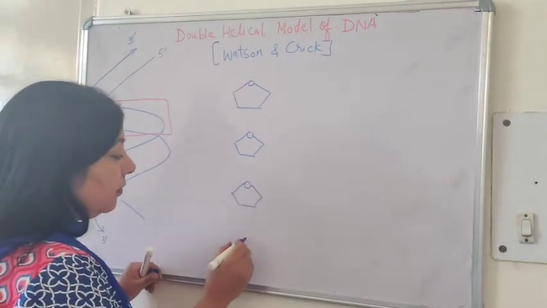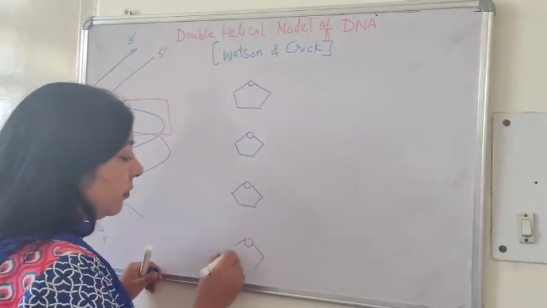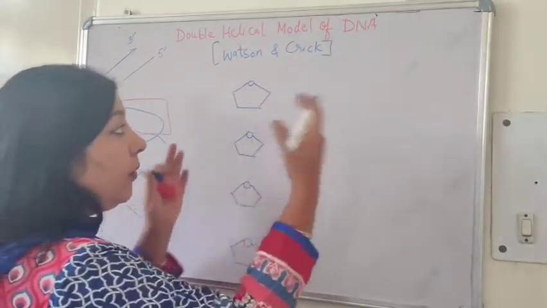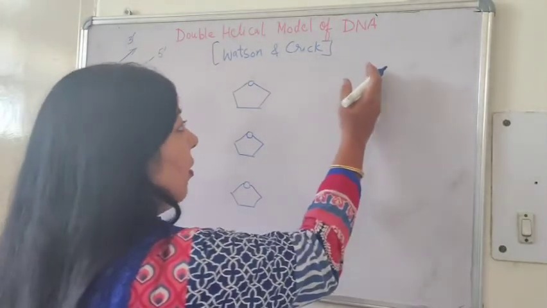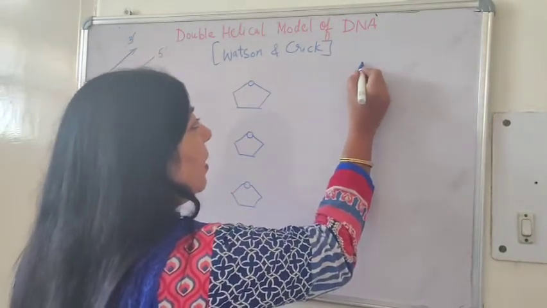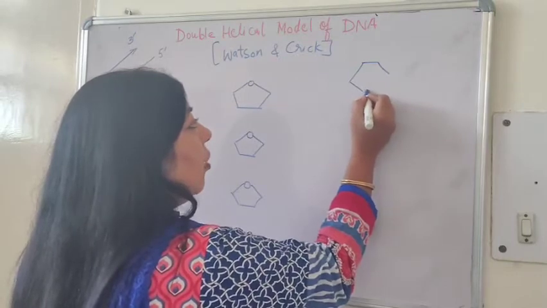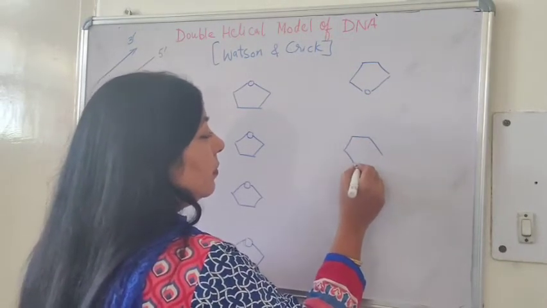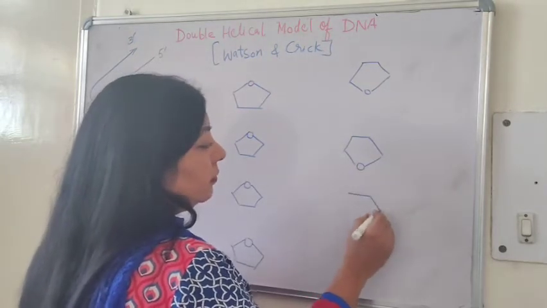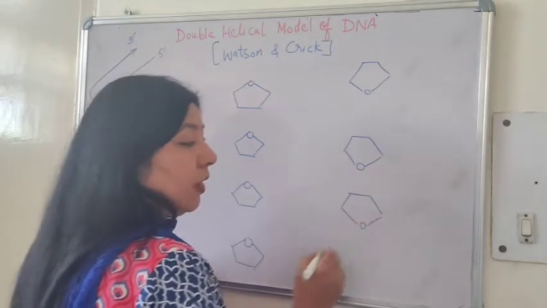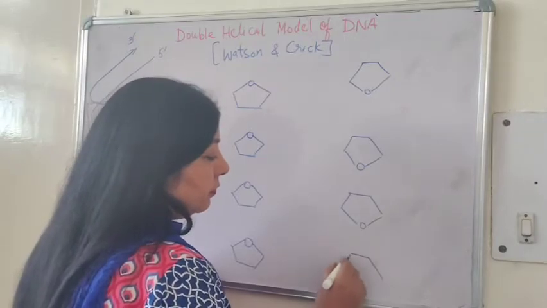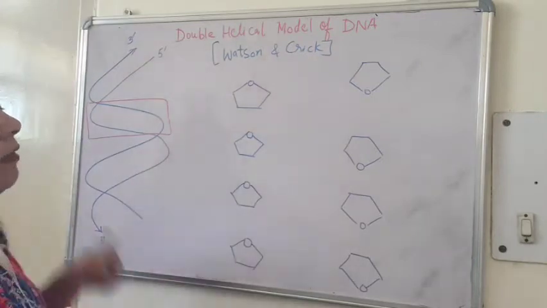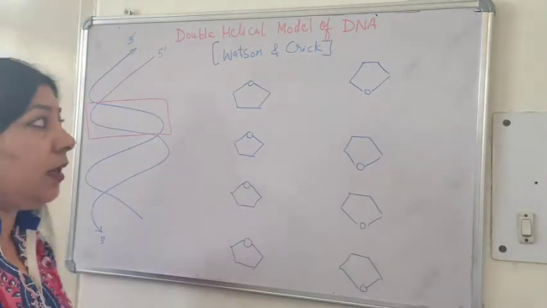Third pentose sugar. Fourth pentose sugar on one side. So you know this is anti-parallel. There will also be a pentose sugar, but it will be in the opposite direction. One here, two here, three here, four here. Now this 3 and 5, what does it mean?